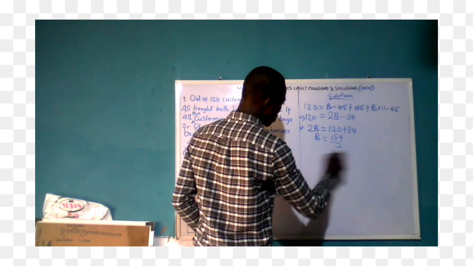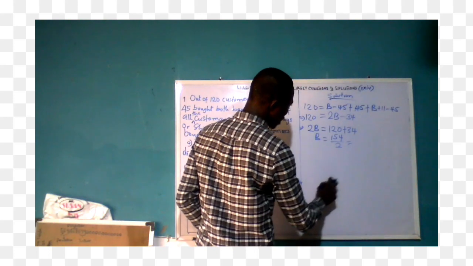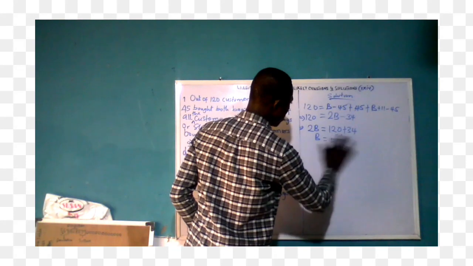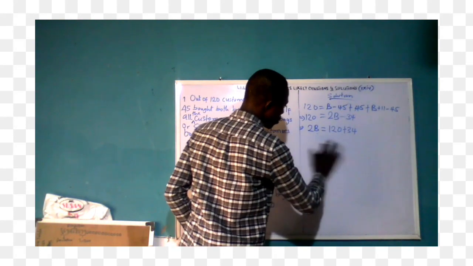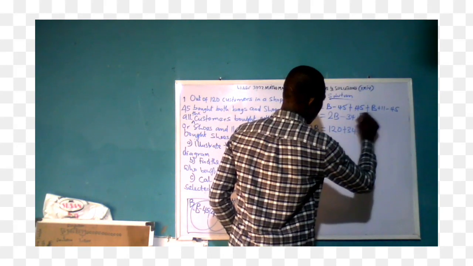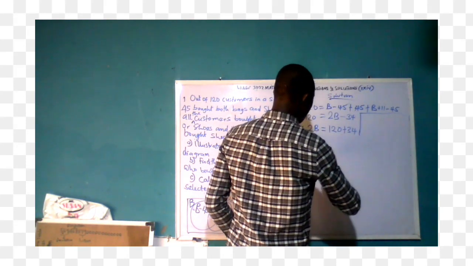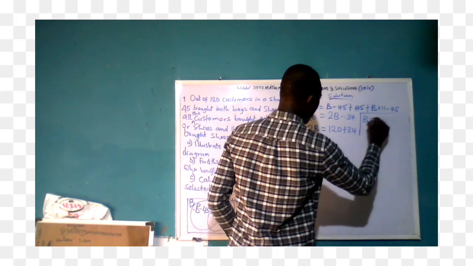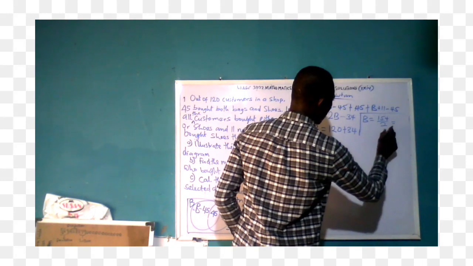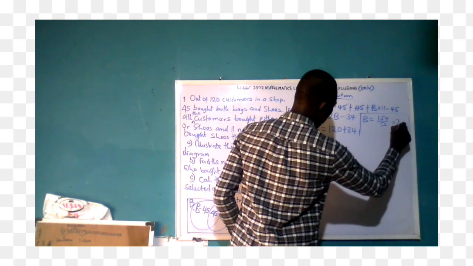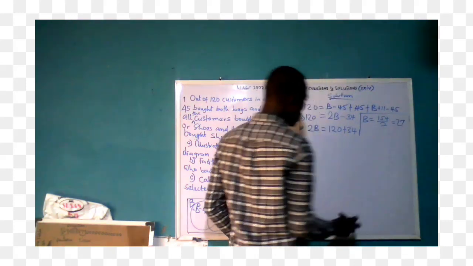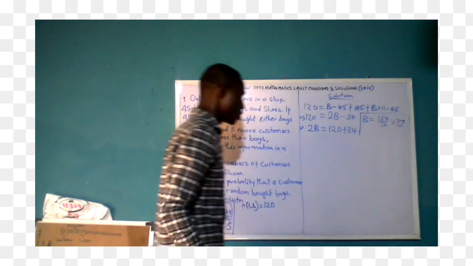Okay, let me manage the space. B will be equal to 154 all over 2, which will give you 77. That is 7, like that, 2 sevens are 14. That is 7. So that tells you that 77 people bought bags.